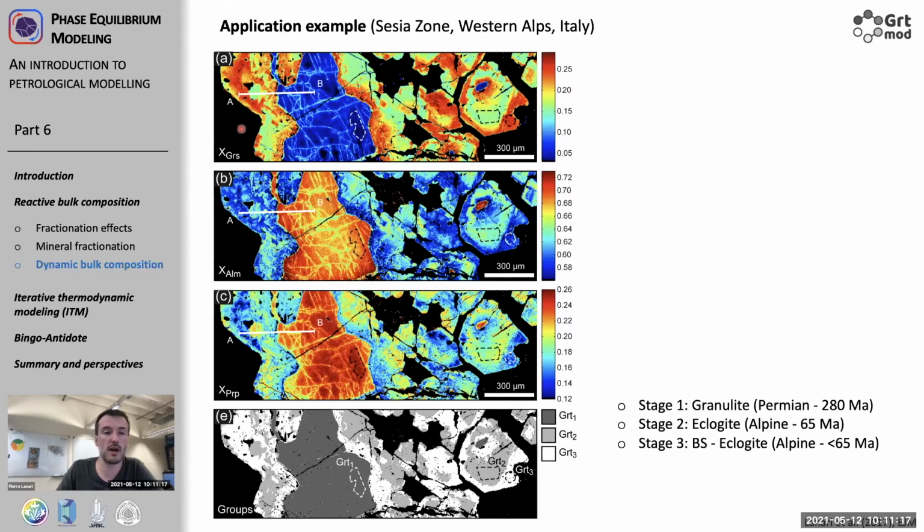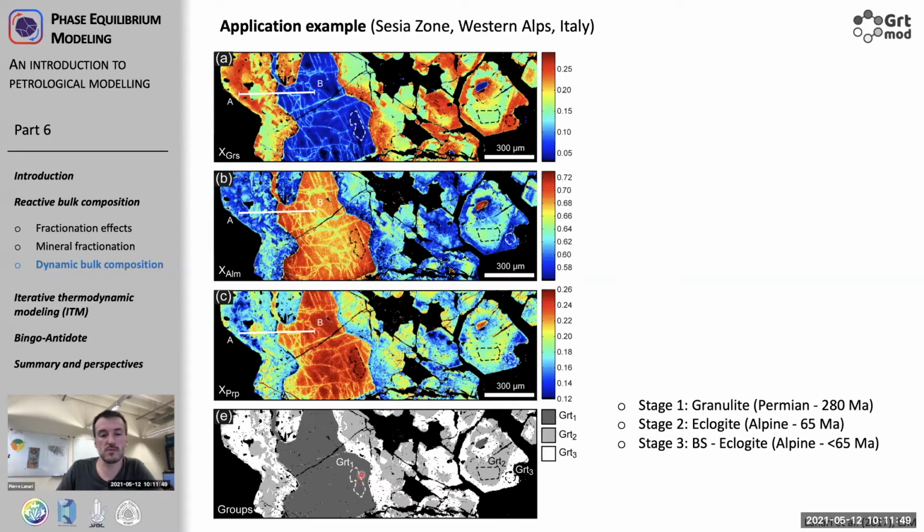It's high pressure, low temperature garnet. And I have here maps of X grossular, X almandine, and X pyrope. Then I have a summary of the three main compositional groups of garnet that we have in this sample. We have a core here that is Permian, a high temperature, low pressure condition core. And then you have two rims shown in gray, the light gray and white, that are the Alpine overgrowth. So it's a much younger metamorphism, and it's high pressure, low temperature.